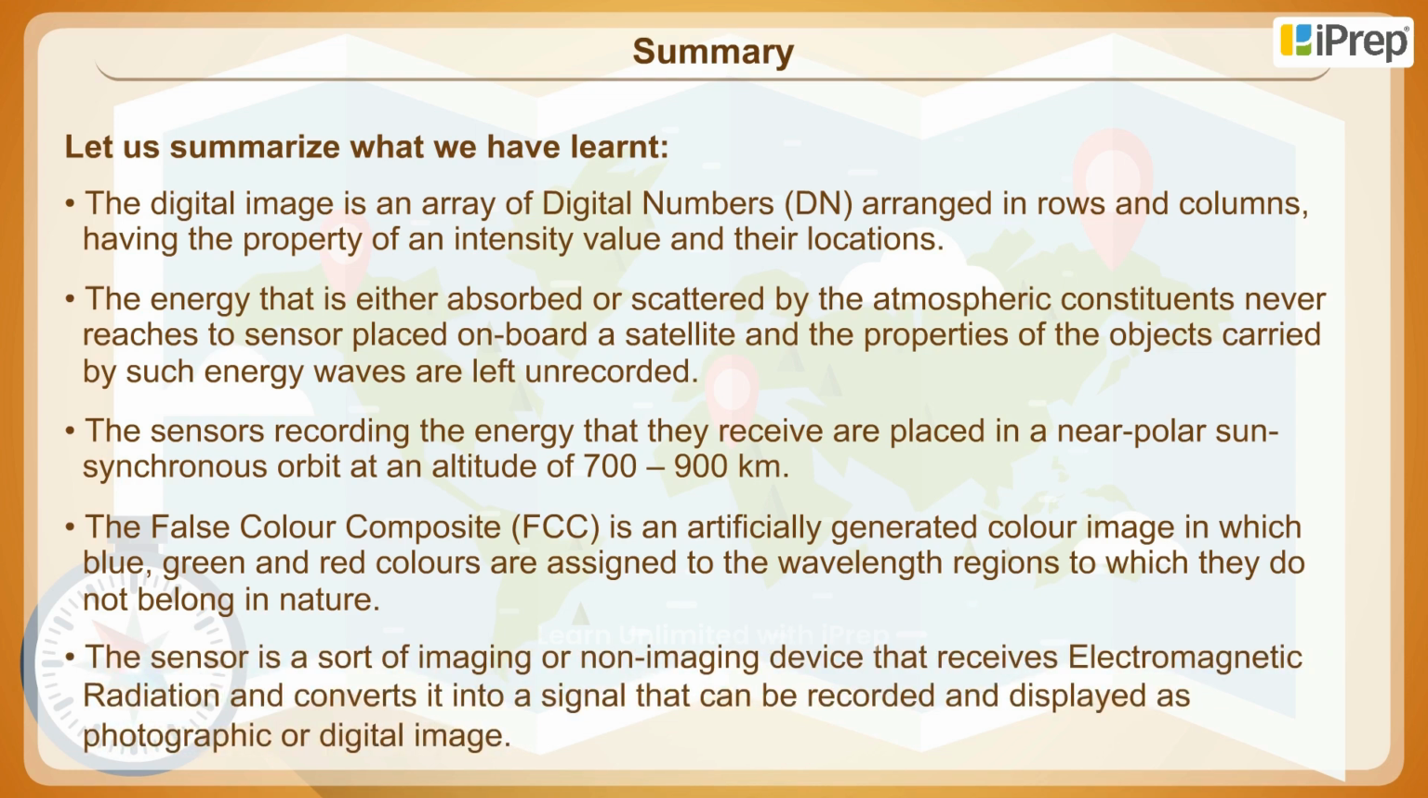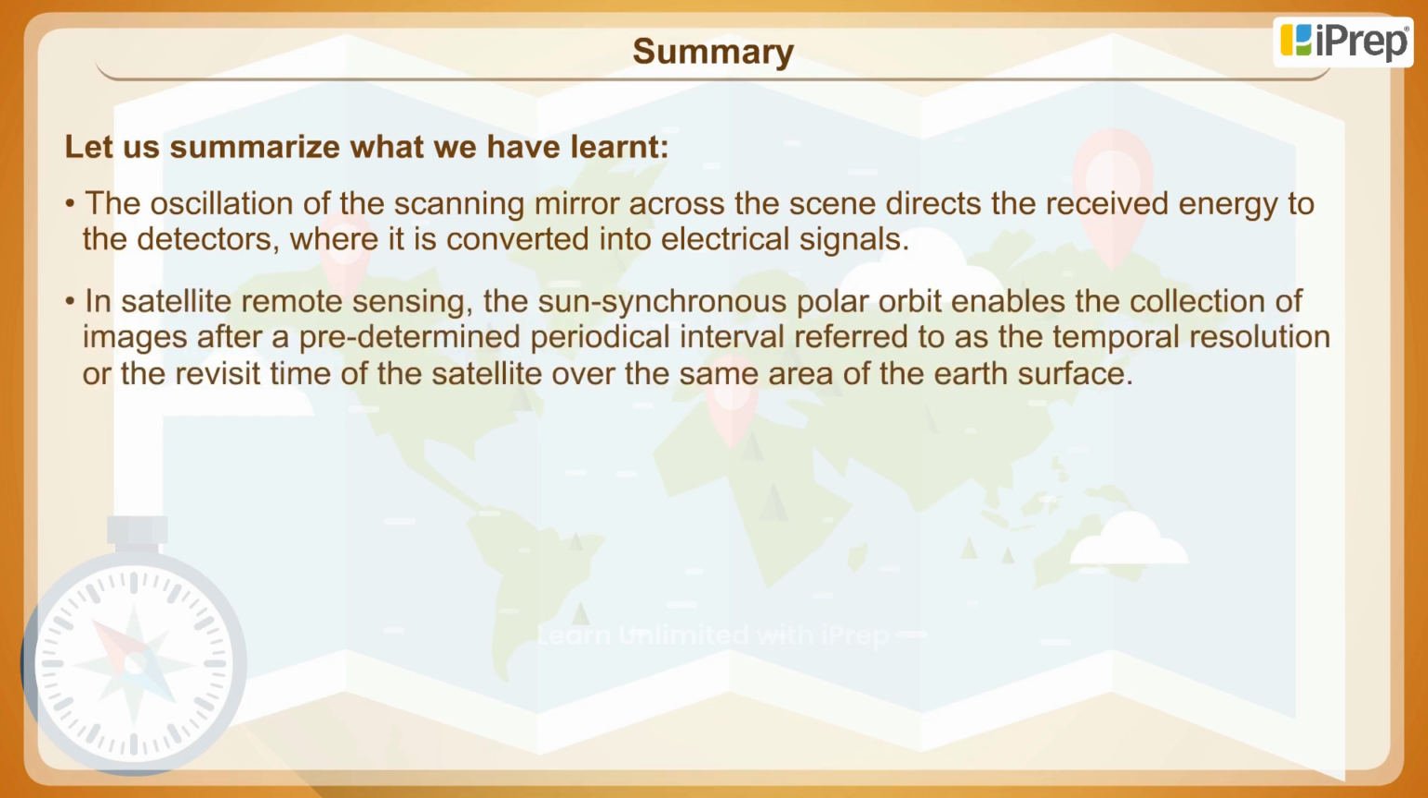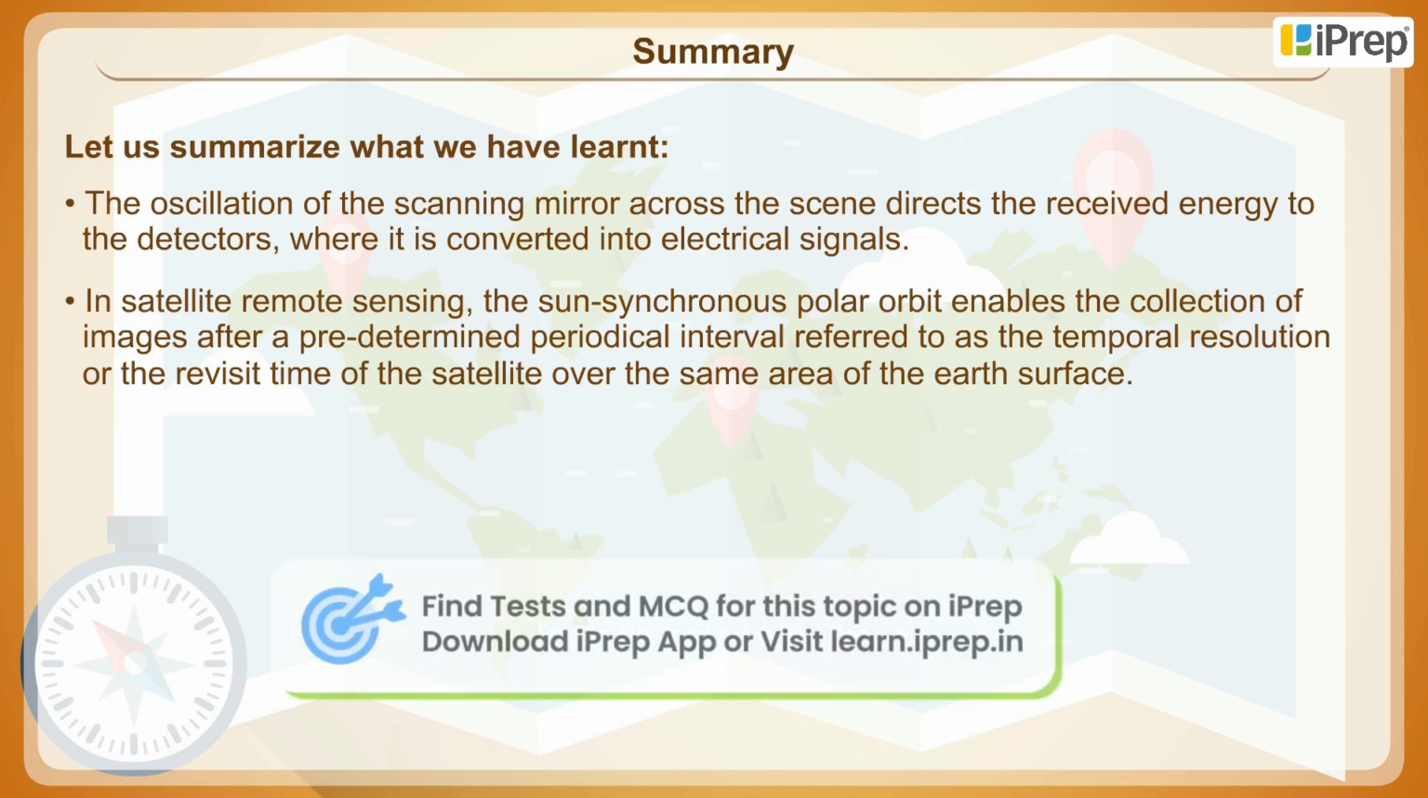The sensor is a sort of imaging or non-imaging device that receives electromagnetic radiation and converts it into a signal that can be recorded and displayed as a photographic or digital image. The oscillation of the scanning mirror across the scene directs the received energy to the detectors, where it is converted into electrical signals.